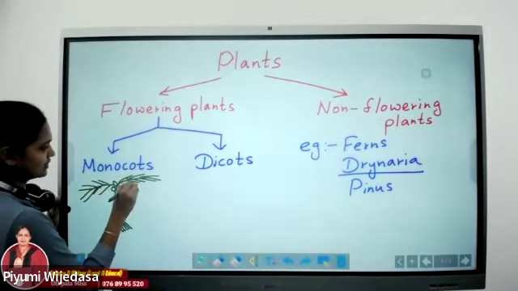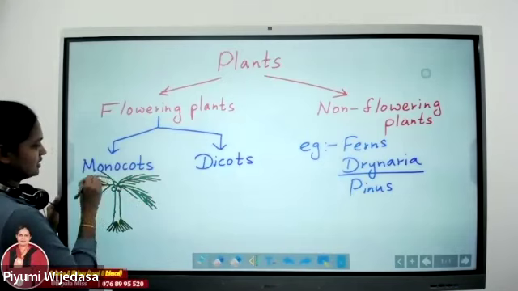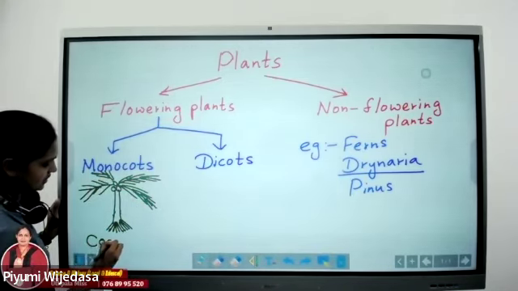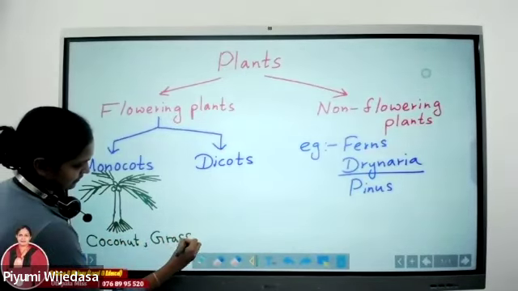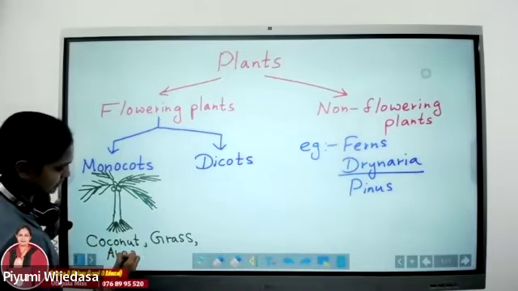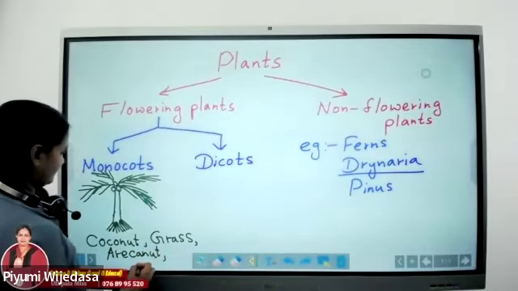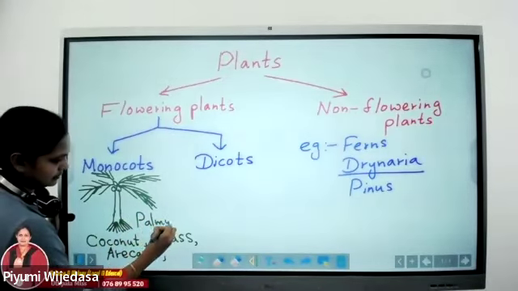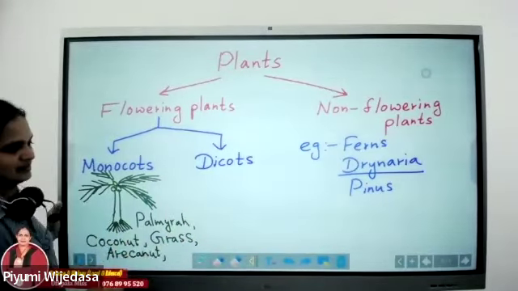No, not lateral roots. Fibrous root system. Fibrous root system is there. So as examples, we can say coconut, grass, arecanut, puak, arecanut, palmyra. Don't have enough space. I will write here. Palmyra. Right, these are some of the monocots.